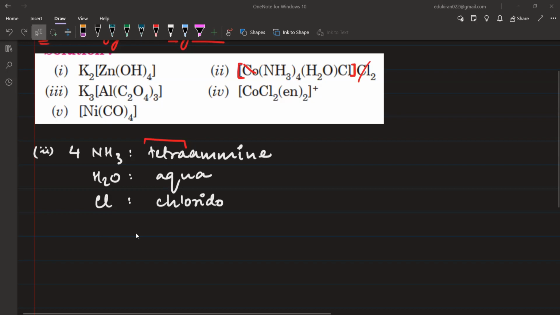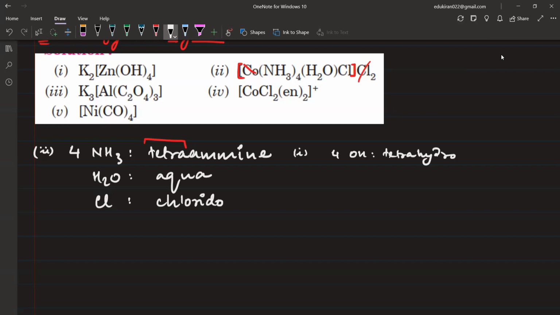Okay, look here, guys. First one, we have only OH. We have 4 OH, so it will be tetrahydroxo, or it will be tetrahydroxido. Then you have the third one. Third one, we have only one ligand, that is C2O4. There are 3 C2O4, so it will be trioxalato.